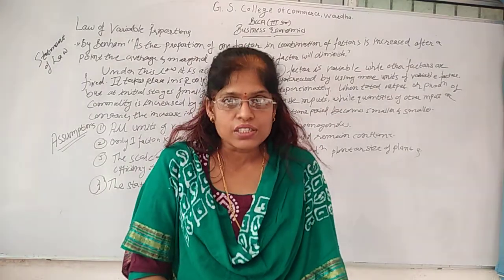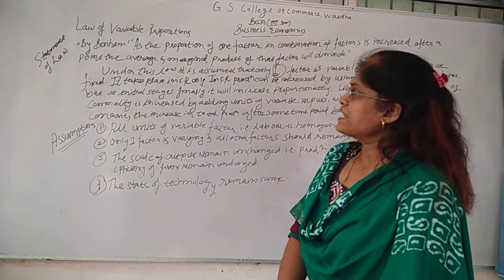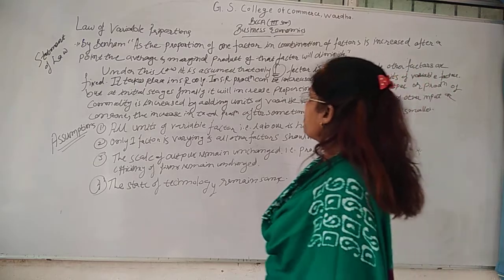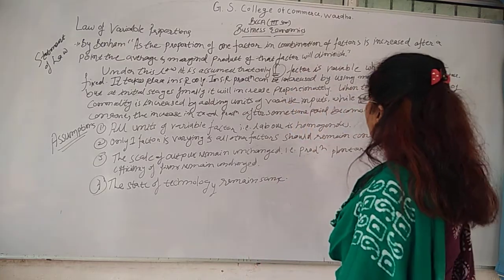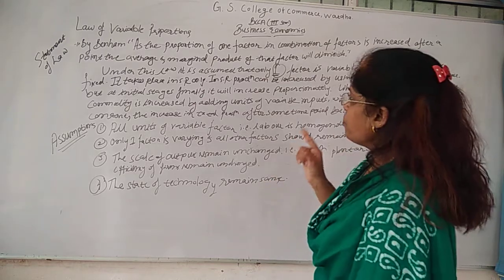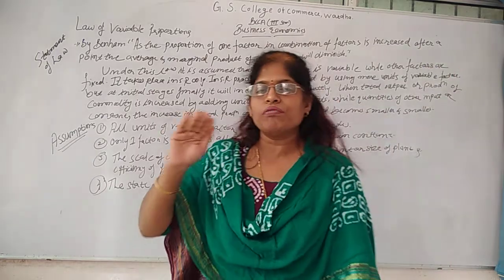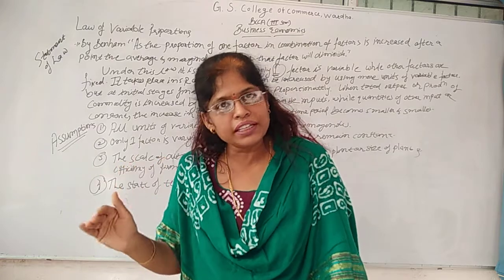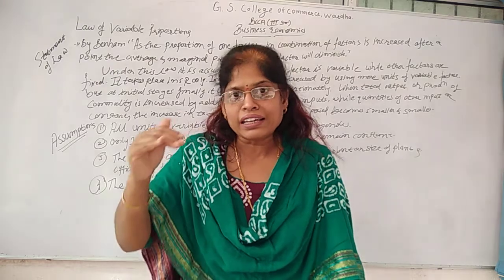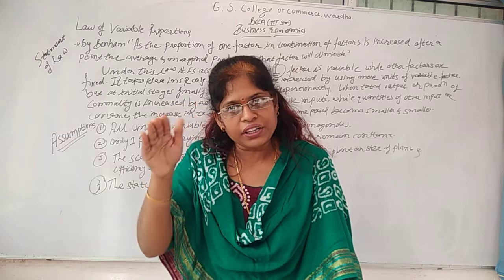Now what is exactly the concept of the law of variable proportion? The statement of the law was given by the economist Benham. What he says: as the proportion of one factor in a combination of factors is increased, after a point the average and marginal product of that factor will diminish. It is always diminishing marginal utility. We have seen that if a person eats more than his capacity, then after a certain point it is diminishing.